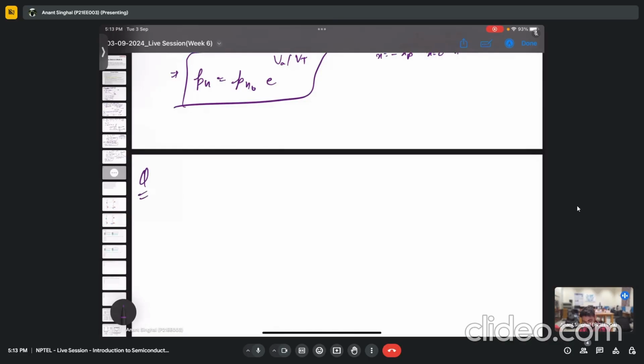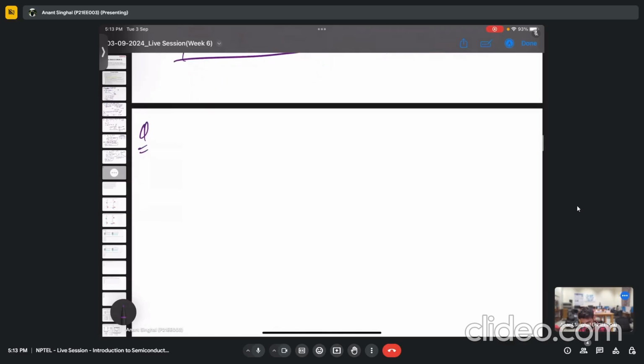Let me make you remember with a very quick question. Let's say we have a temperature of 300 Kelvin, and Ni is 1.5 times 10 raised to the 10 per centimeter cube. So let's say we have a silicon PN junction again. The N-type doping Nd is 10 raised to the 16 per centimeter cube, and it is forward biased using a voltage of, let's say, 0.8 volts. Again, the temperature is the same.